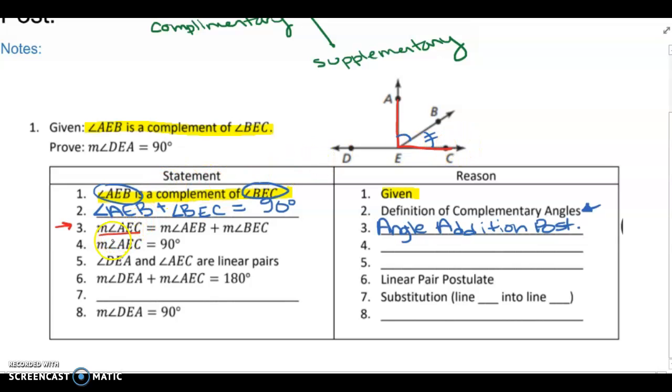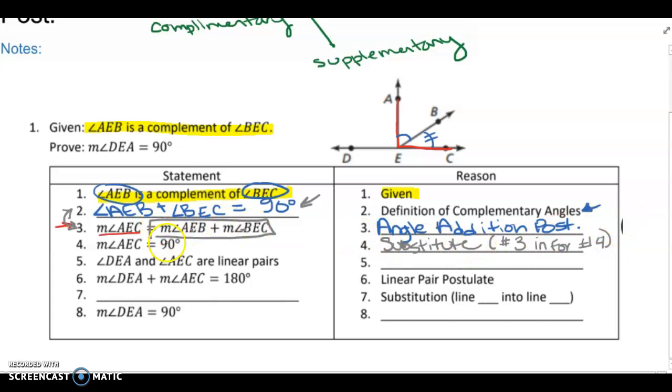Okay, now guys, I have angle AEC equals 90 degrees. Well, the reason I got that is because I put these two together. Okay, so I'm going to substitute. So I'm going to rewrite line 3. So angle AEC equals, now I'm going to substitute 90 in for this. And the reason I could do that is because I'm told AEB plus BEC, here's AEB plus BEC equals 90. So I'm going to substitute line 3 in for line 4.